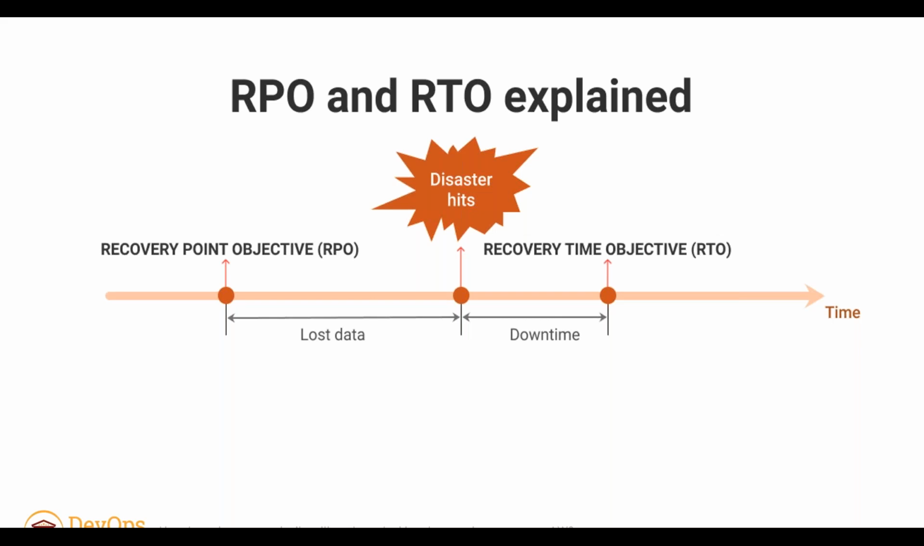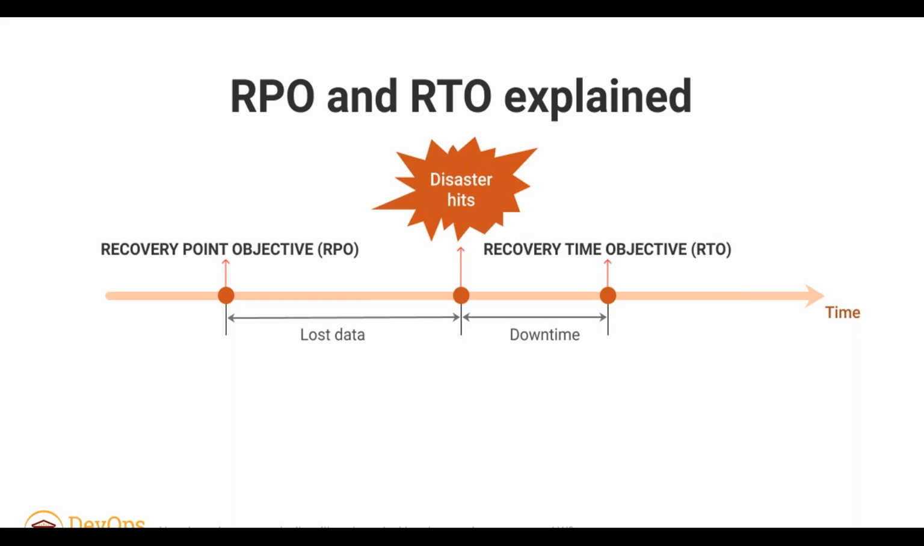The other concept I want to talk about, which is critical to developing your disaster recovery strategy, is the concepts of RPO and RTO. RTO is recovery time objective. This is the targeted duration of time that it will take to restore a system or services after a disaster. Recovery point objective, on the other hand, describes the targeted interval of time of data loss that's acceptable to the business.